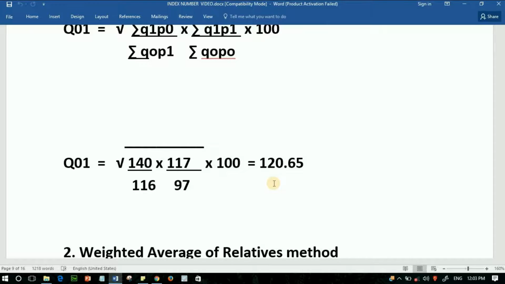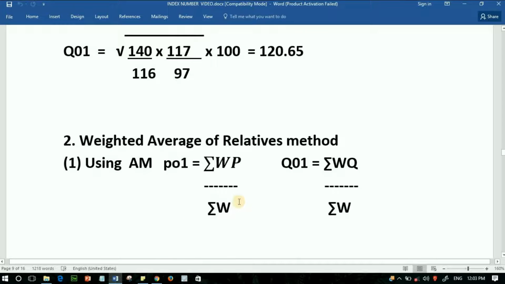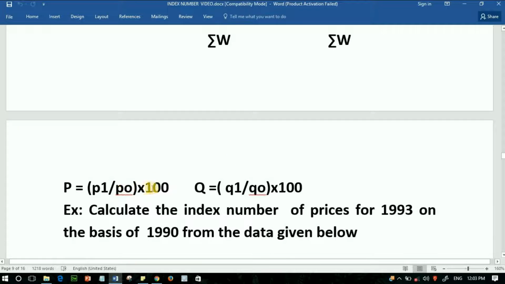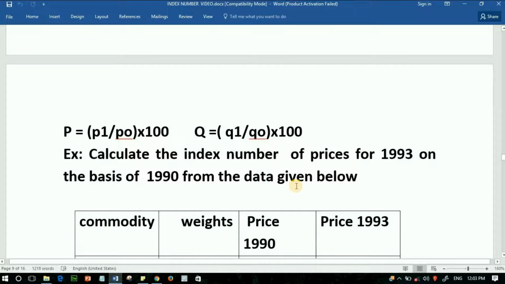In weighted average relative methods, there are two formulae we are using. One is Σ WP / Σ W for the price index number, and Σ WQ / Σ W for the quantity index number, where W's are the corresponding weights, and P = (P1 / P0) × 100, that is the price relative itself, or for quantity, Q = (Q1 / Q0) × 100, and weight is given, so you have to use the weight W in that case also.